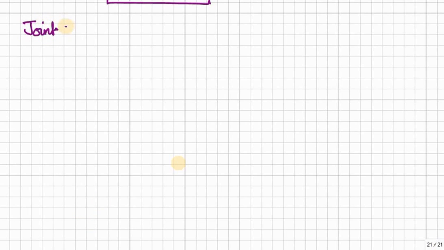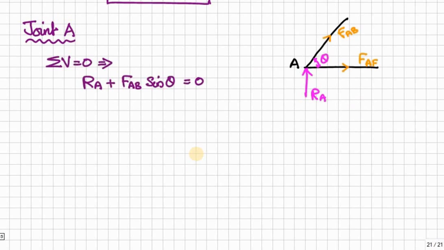In the method of joints, first we have to choose a joint in which we have a maximum of 2 unknowns, because at each joint we have only 2 equilibrium conditions, sigma H equal to 0 and sigma V equal to 0. Therefore, only 2 unknowns can be solved. So we have to choose the joint such that a maximum of 2 unknowns are available. Therefore, we choose joint A first.